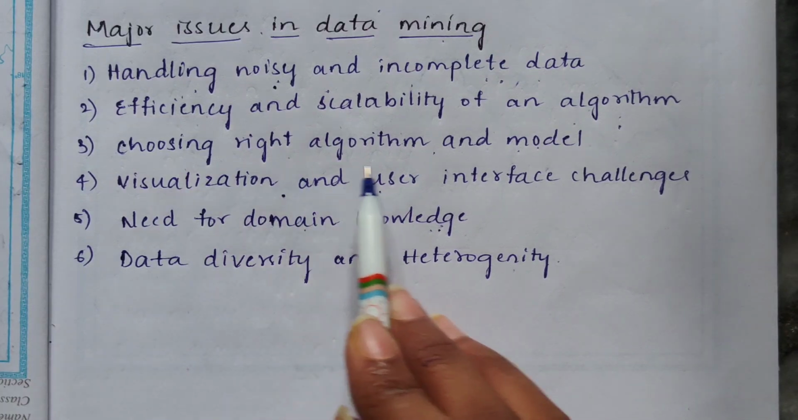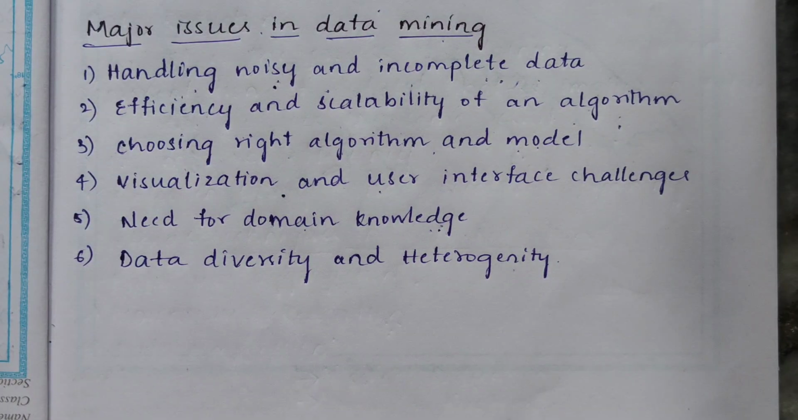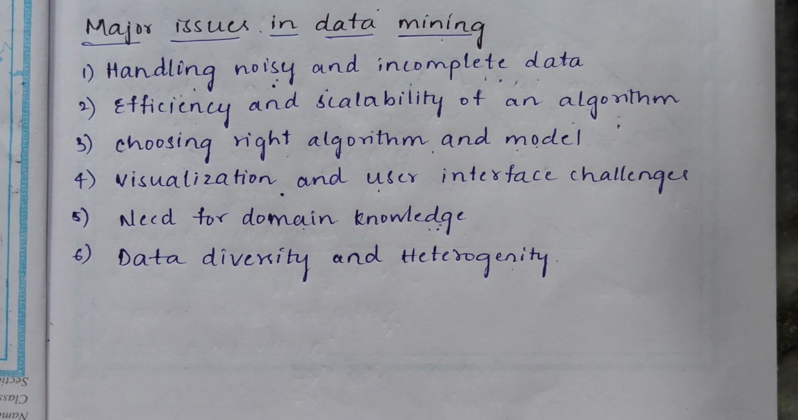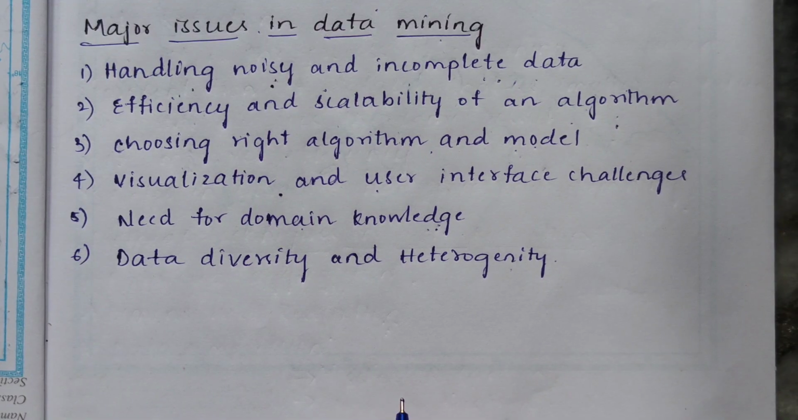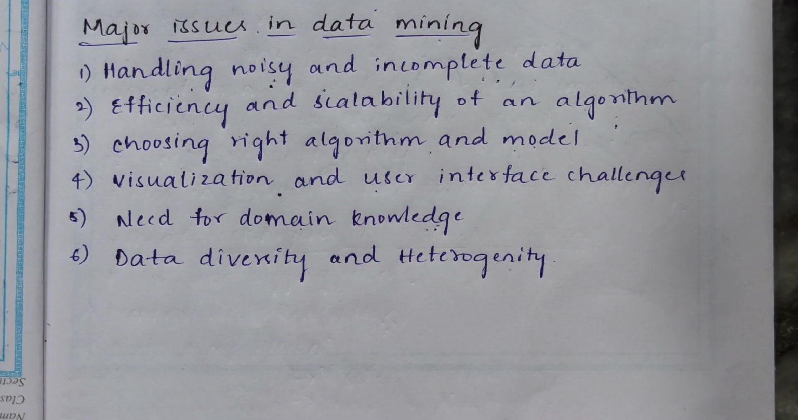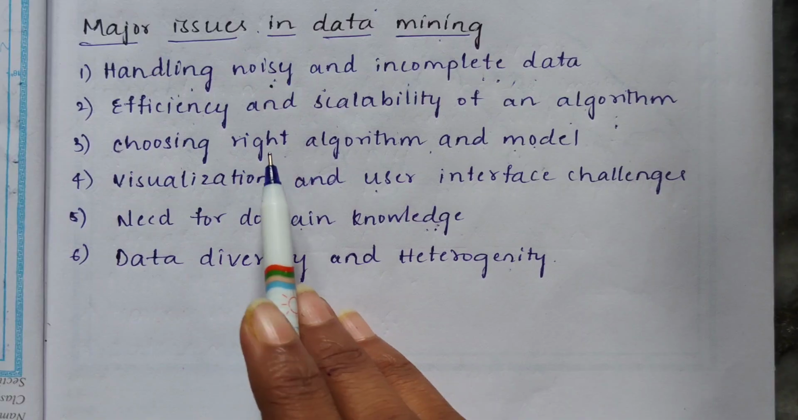And the third one is choosing the right algorithm and model. We have a lot of algorithms in data mining, and every algorithm will not work for every problem. Every problem needs a different algorithm, and if we choose the wrong algorithm for a problem, then that may lead to poor results. That is the third issue in data mining.